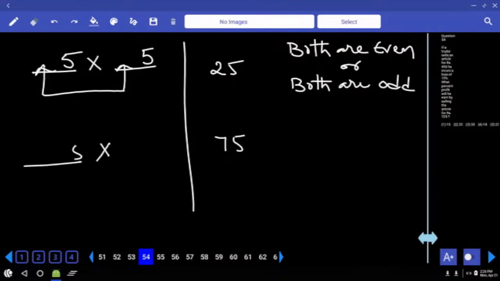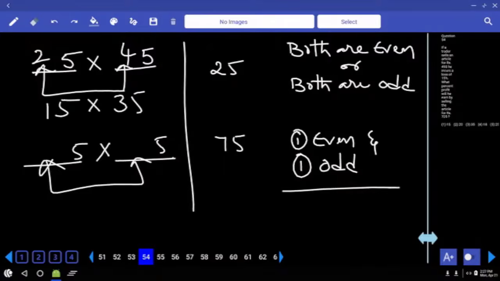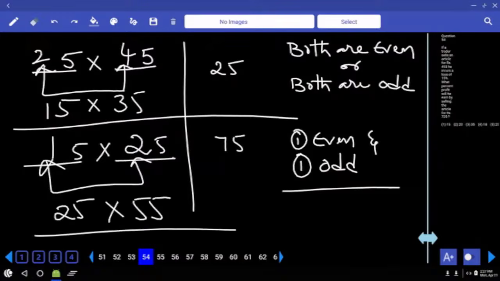If the preceded numbers, one is even and the other is odd number, then it ends with 75. Understood? Take an example, later calculate at home. 25 into 45 ends with 25. 15 into 35 also ends with 25. 15 into 25 ends with 75. 25 into 55 ends with 75.